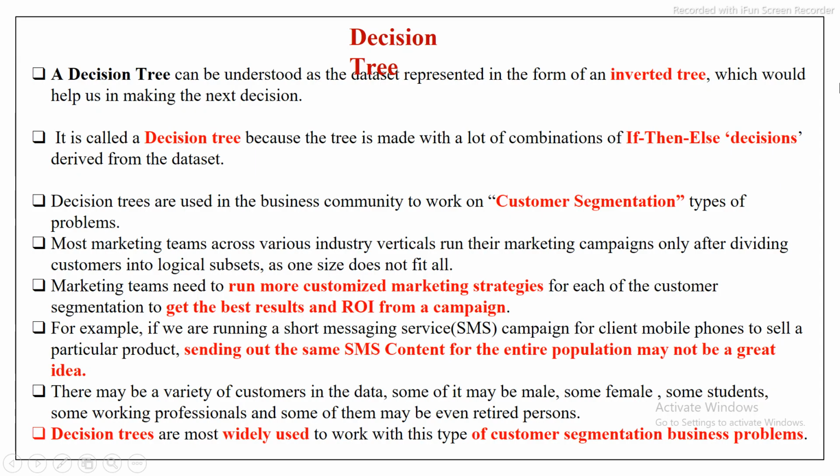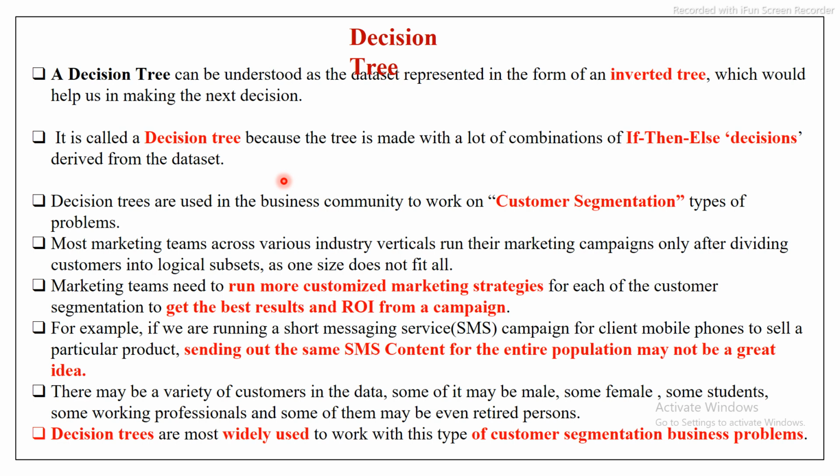So a decision tree can be understood as a data set represented in the form of an inverted tree. It's not like the roots are upward. It's a tree made up of a lot of combinations of if and else. Just remember it's a combination of if, then, and else. Decisions are typically based on if-else. Decision trees are used in the business community.